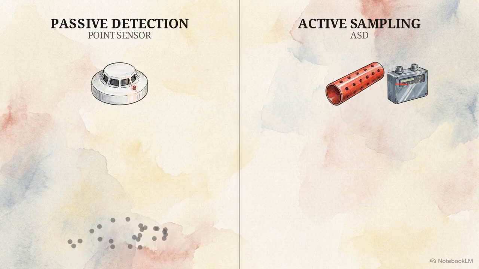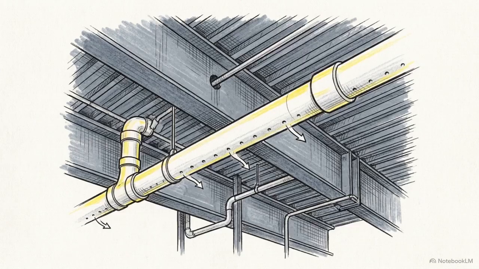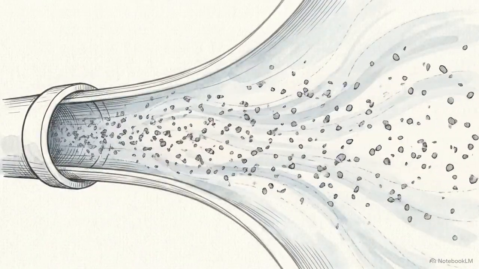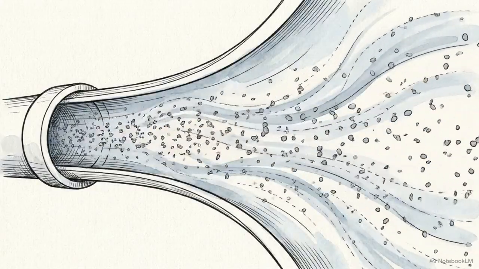Standard point smoke detectors wait for particles to reach them, using ionization for fast-burning fires and photoelectric chambers for smoldering ones. But this passive method is too slow for certain critical environments. Aspirating smoke detection takes an active approach. These systems continuously draw air through a network of sampling pipes into a highly sensitive detection unit. In spaces with high airflow, like data centers, ASD can identify microscopic incipient smoke long before a point detector would register a change.